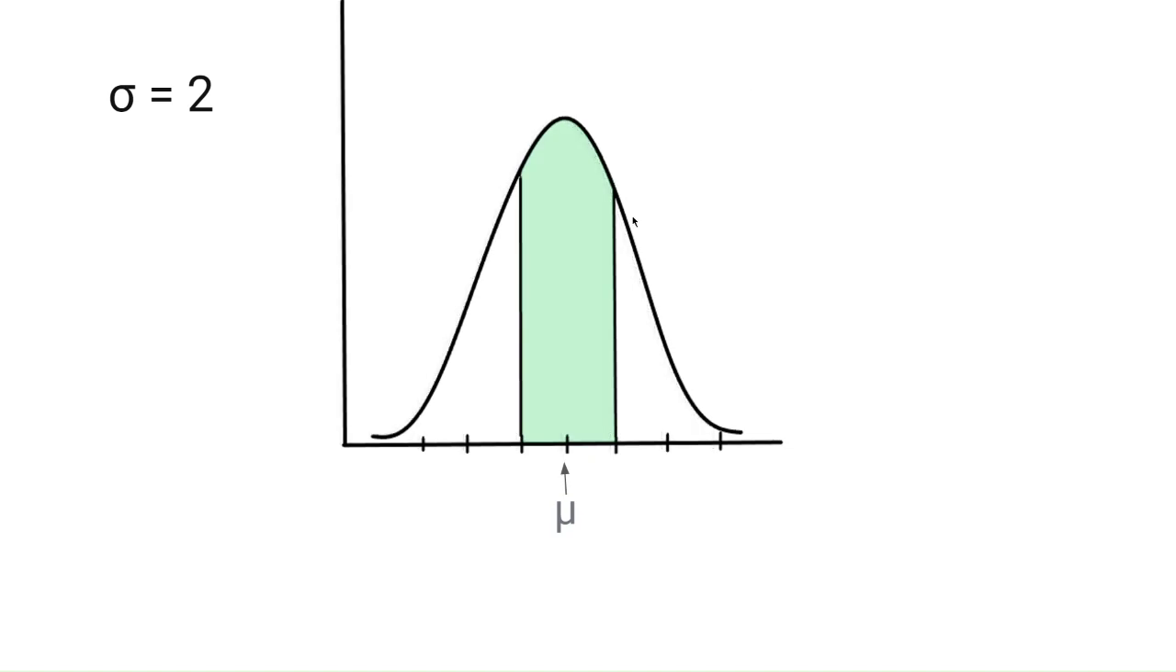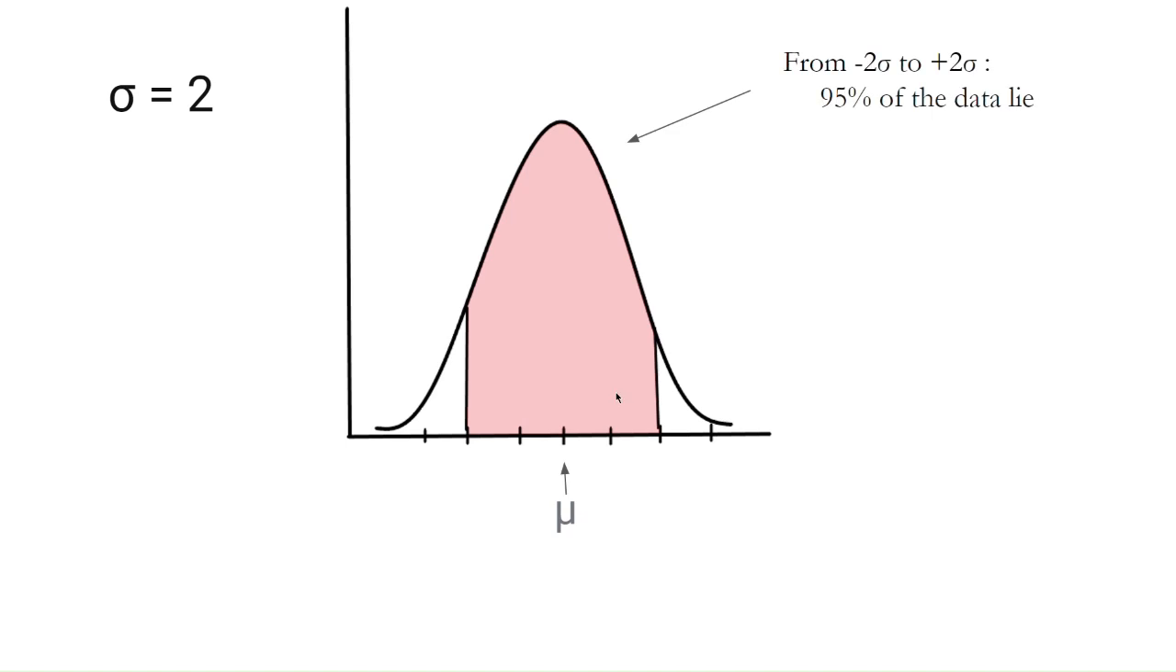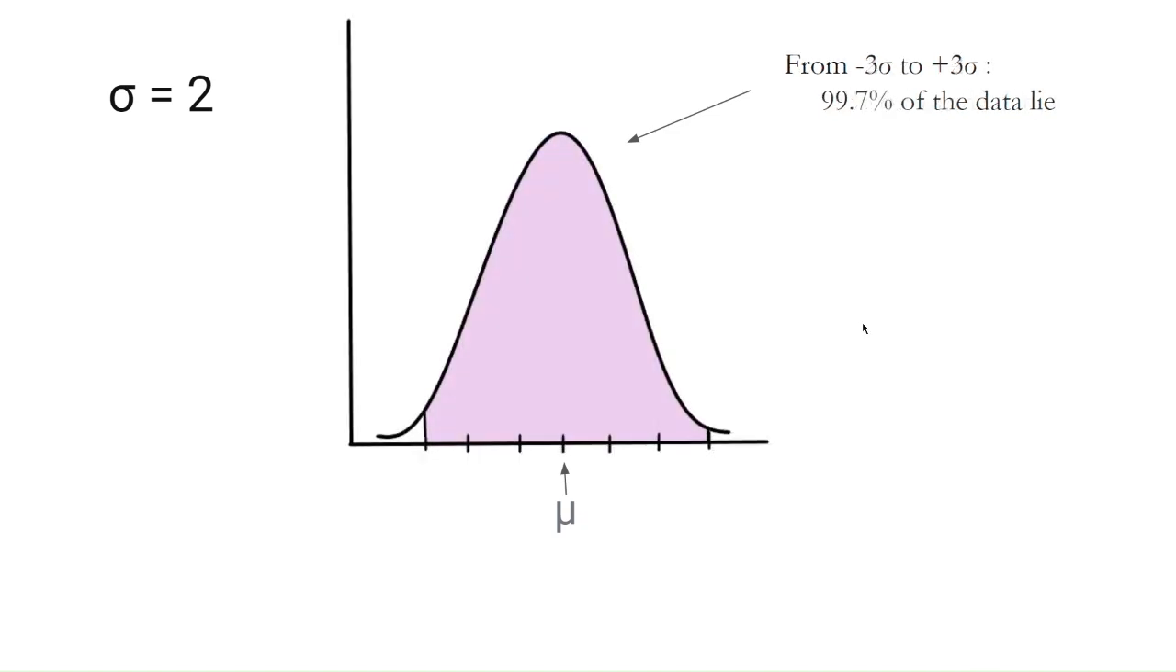This area right here, from minus 1 to plus 1 standard deviation, 68% of the data lie there. From minus 2 standard deviations to plus 2 standard deviations, 95% of the data lie there. And from minus 3 standard deviations to plus 3 standard deviations, 99.7% of the data lie there. There will always be some data to the left and to the right, above and below that, but this is the empirical rule and it usually applies to every single normal distribution. It's good to memorize it.